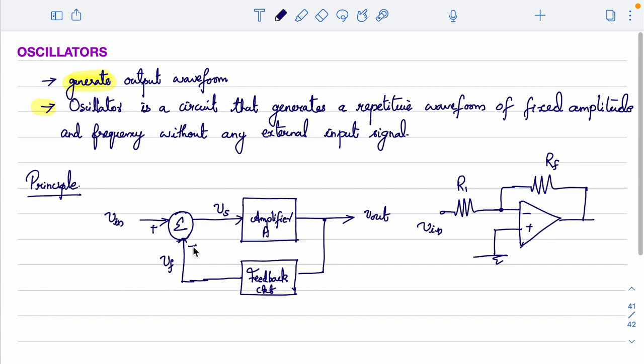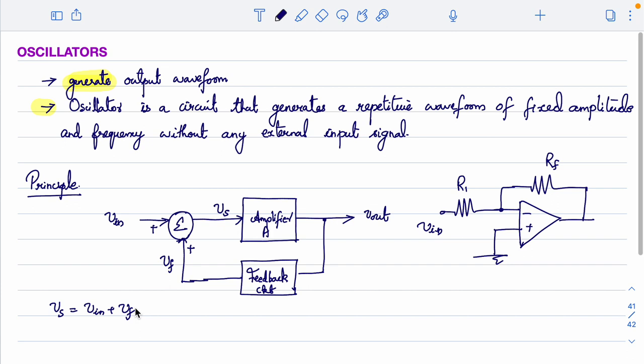So this is what generally happens in a closed loop amplifier circuit. But the only difference in the case of an oscillator is, instead of creating this Vs as Vin minus Vf, we make this an exact summing point, where you can write Vs is equal to Vin plus Vf, right? Like this we can write.